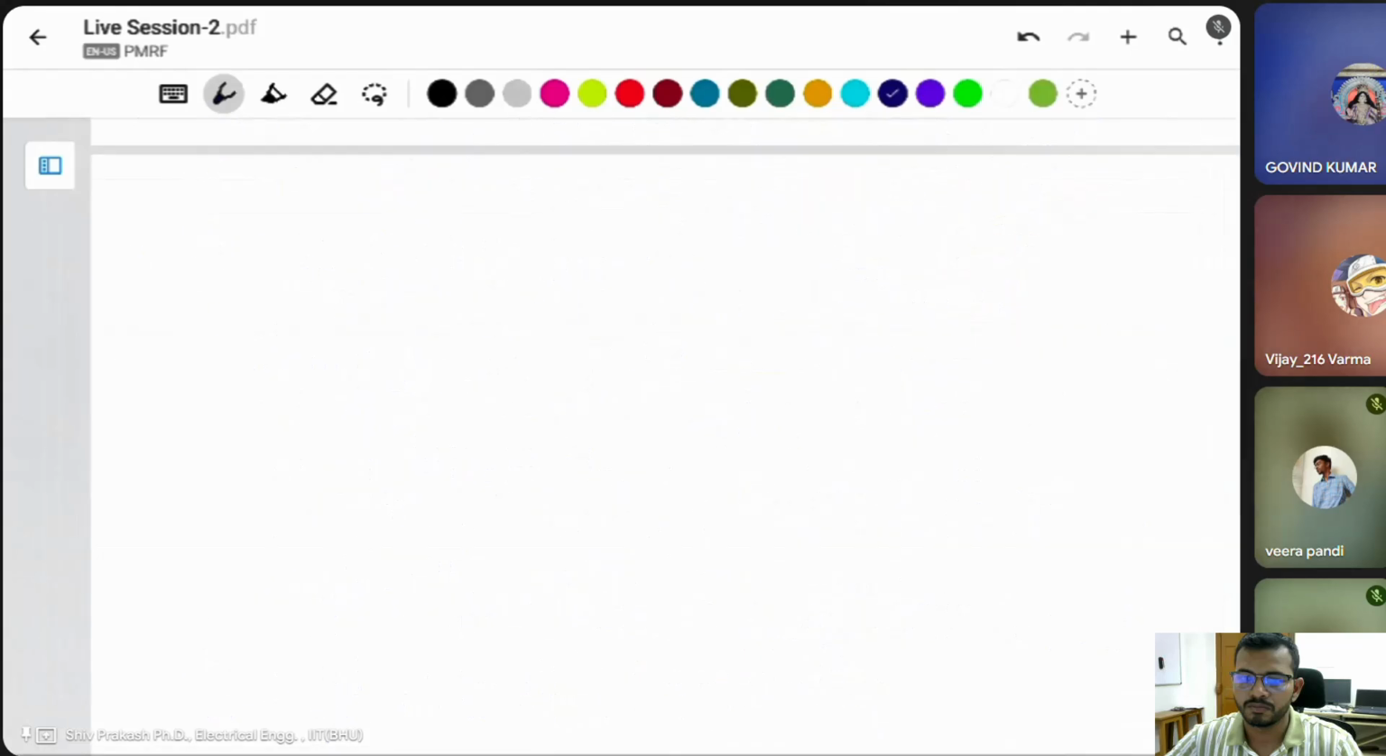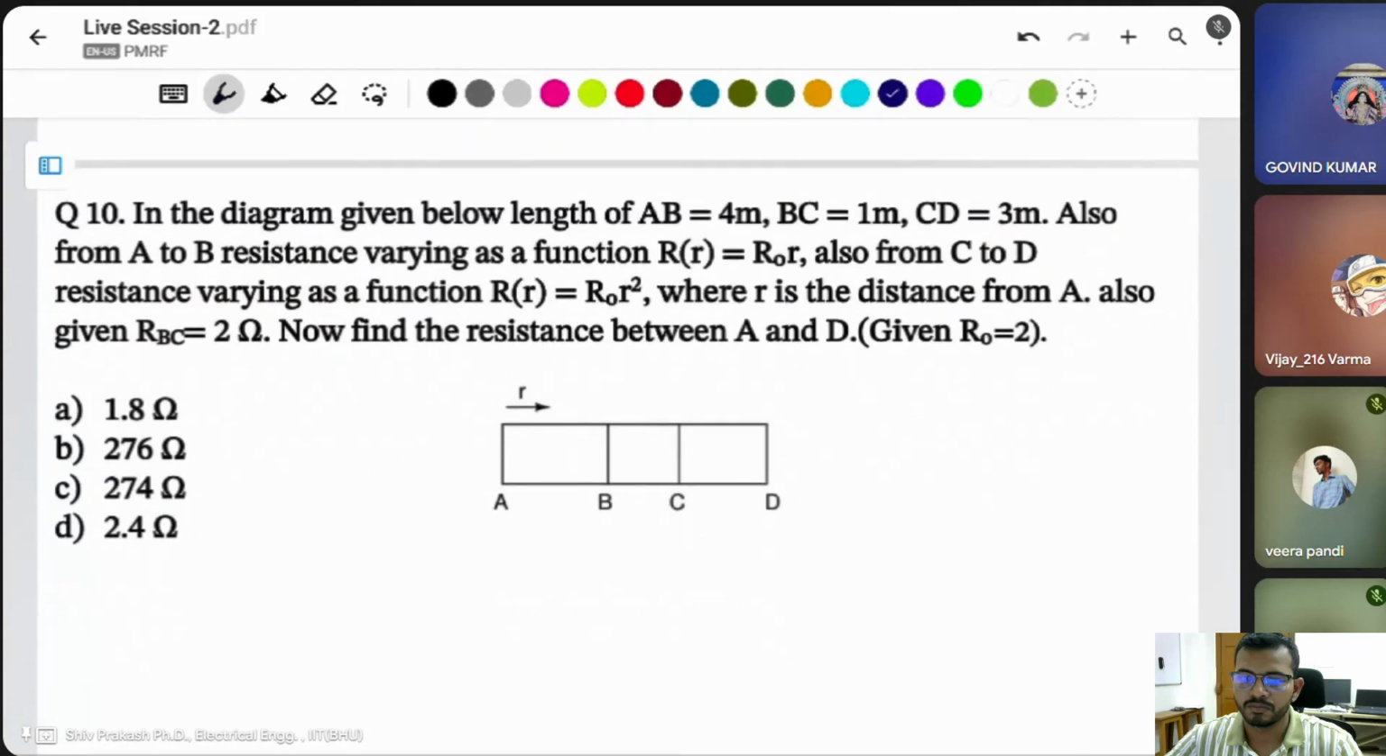Okay. Next, in the diagram given below, length of AB is this one question is solved by the by her or not? No, sir. Okay.